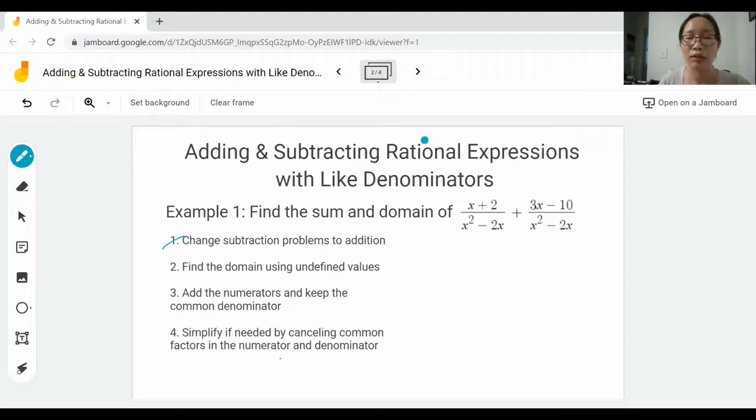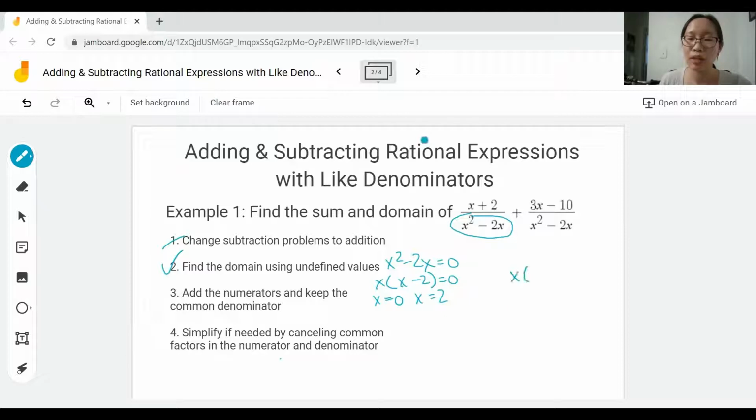and we're going to find the domain using our undefined values. Our denominator is x squared minus 2x, and I want to know what makes that 0. So I'm going to set that equal to 0. I can factor out an x, and then I have x minus 2. That gives me x equals 0 and x equals 2 as values that when I plug in will make this expression undefined.